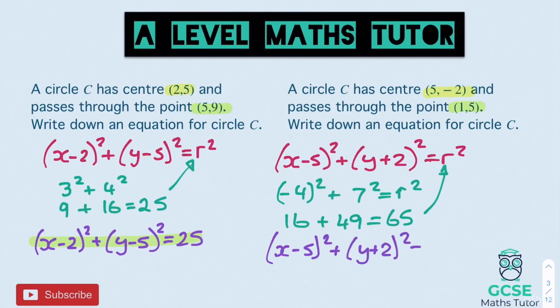There we go, equals 65, and there's our final answer. Obviously you could find the radius as well. You could do the square root of 65, but obviously we're just finding the equation of the circle here, so we don't need to go about doing that. There we go, that's how we're going to find the equation of a circle.